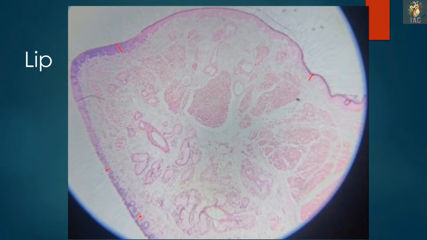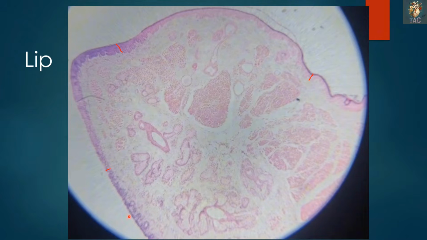On one side the mucus, on one side the true skin is present. In the middle you can see the red area, and on the other side you can see the mucous membrane. In the core you can see the skeletal muscles which are present over here. On the mucous side you can appreciate these are the mucous acini which are present, and on cutaneous area you can appreciate different hair follicles along with the sebaceous gland.